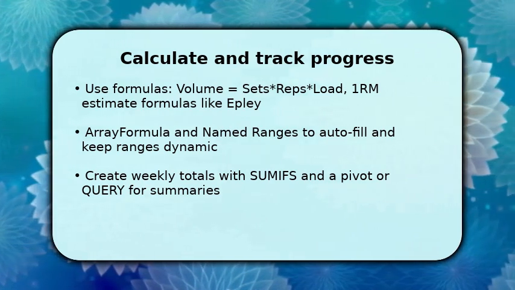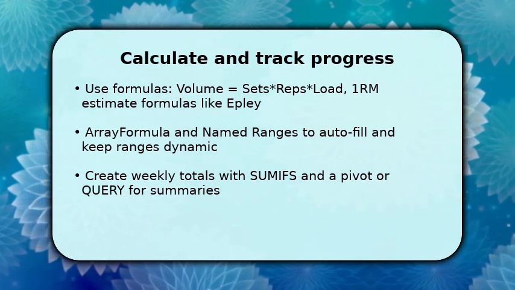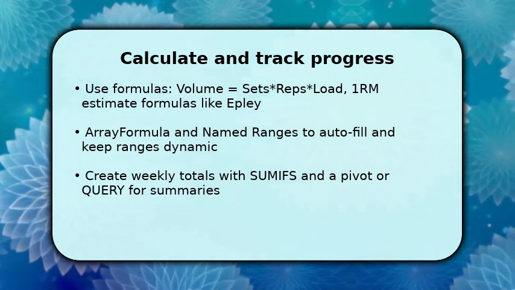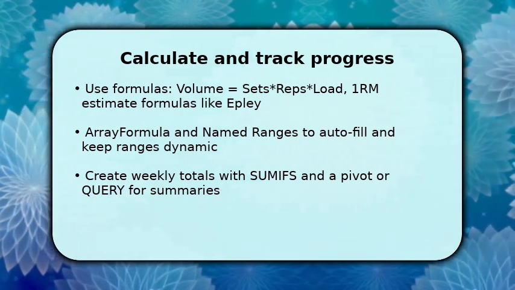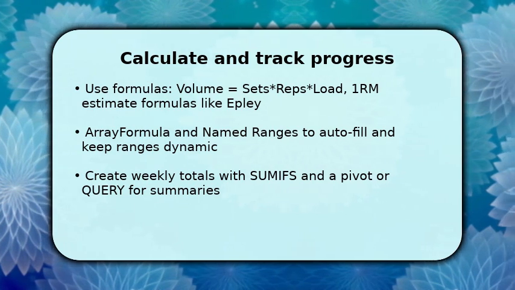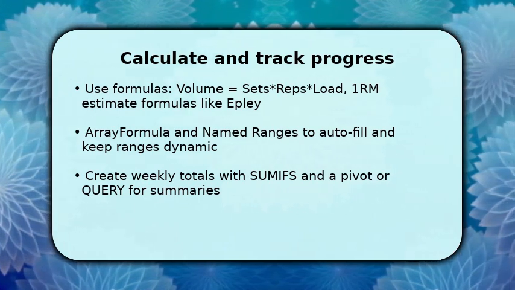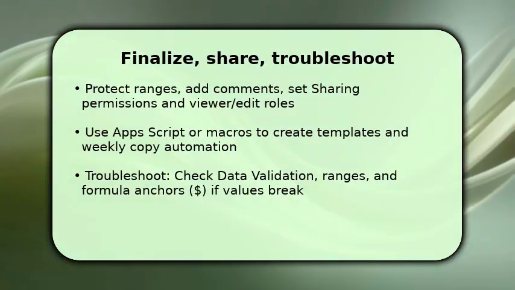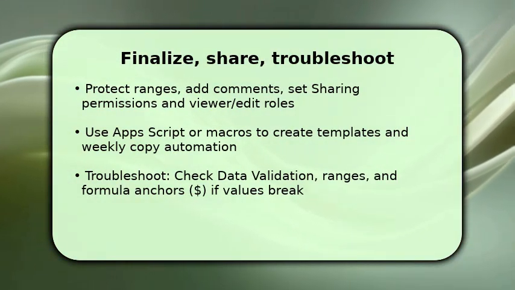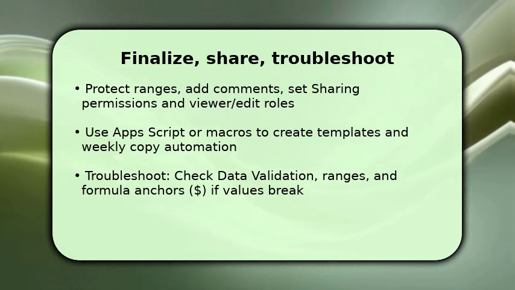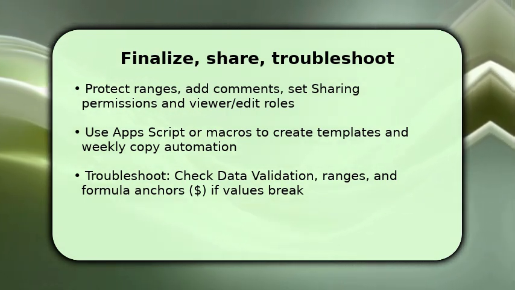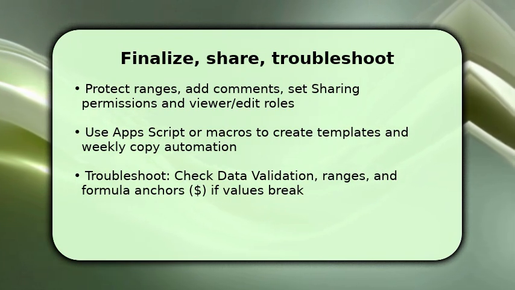Make weekly totals with SUMIFS or a query that groups by ISO week and exercise, and build a pivot table for quick summaries. Also add sparklines or charts linked to the pivot so you can visualize trends without manual updates. You finish by locking key ranges and setting sharing permissions so training partners can view or comment but not wreck formulas. Make a template sheet and use Apps Script or a macro to copy it weekly.